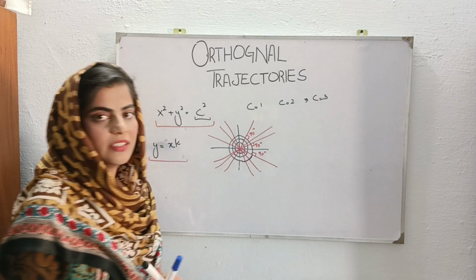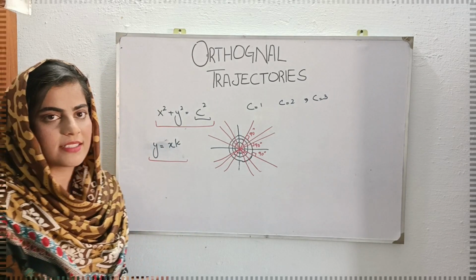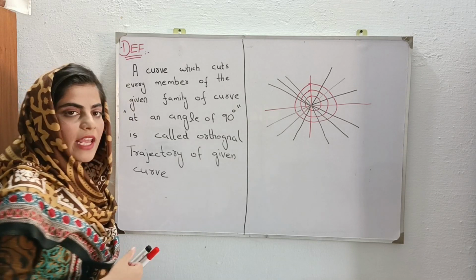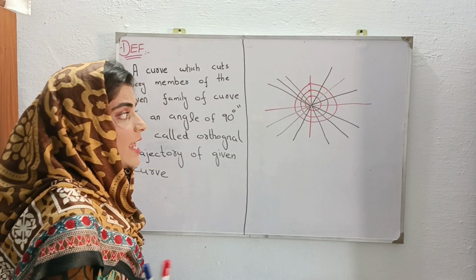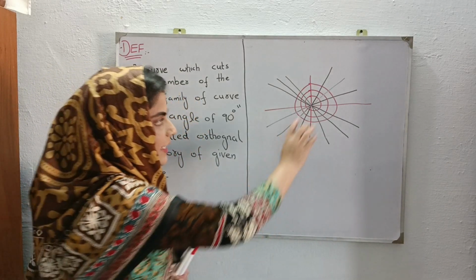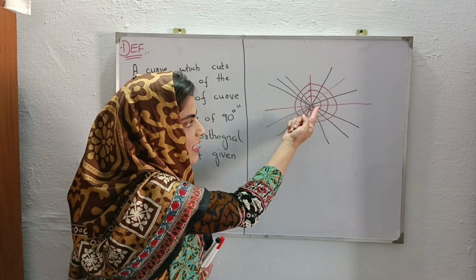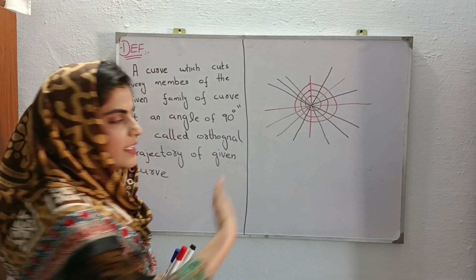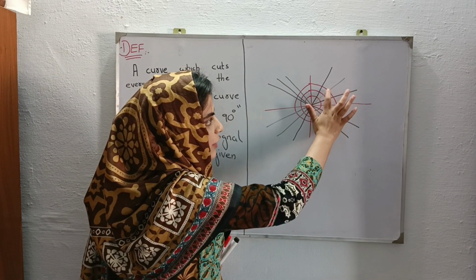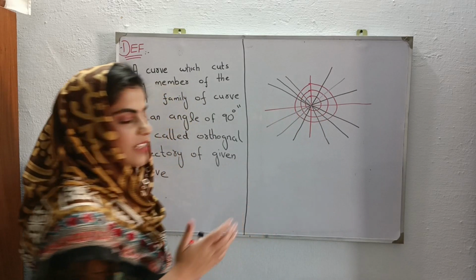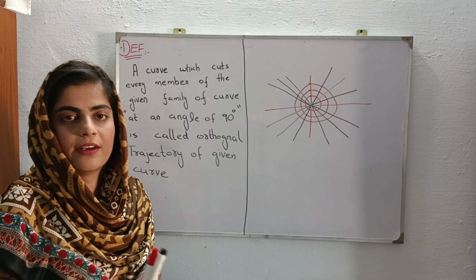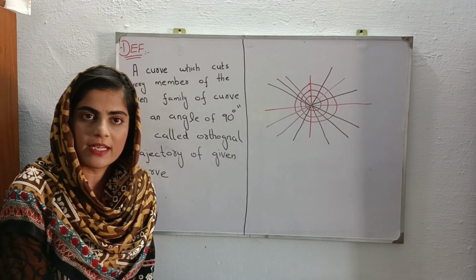Let me write the definition, then I will explain it further to you guys. Here is the proper definition of the orthogonal trajectories. Whenever we are given two families of curves and they are intersecting in such a way that each member of one family intersects the member of the second family at an angle of 90 degrees at the point of intersection, then we say that these two families are the orthogonal trajectories of one another. Okay, I hope that this concept is clear to you.